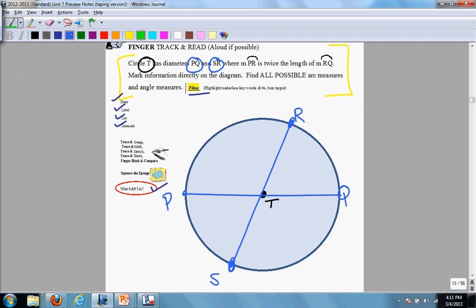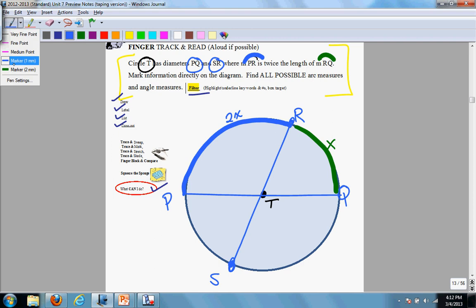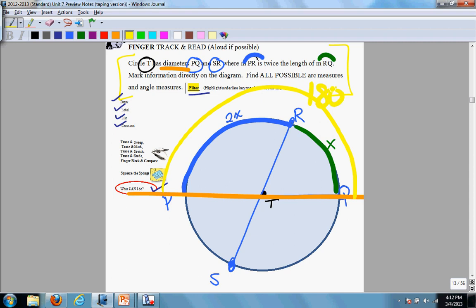That means we want arc PR, so I'm going to trace it like so, to be twice the length of R to Q, which I'll do in green. So we don't know the measures, but we do have an X and 2X relationship. We want to find all possible arcs and angle measures. Well, remember, see that word diameter? Remember I told you to stretch out diameter? So I'm going to stretch out PQ, and that should register in your brain when you stretch stuff out. Oh, that, of course, is 180 degrees.